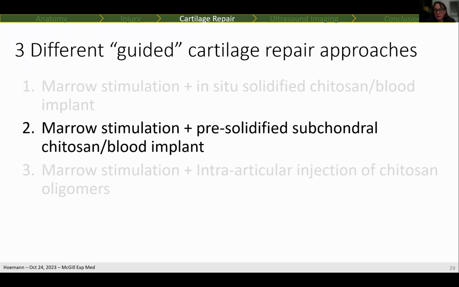So the reason we moved on to this approach of treating the subchondral bone drill holes with the blood implant, the chitosan blood implant, is from having had some retired breeder animals. And we saw in these older animals the repair was insufficient. So we thought maybe we could boost the repair by putting the implant directly in the subchondral bone.